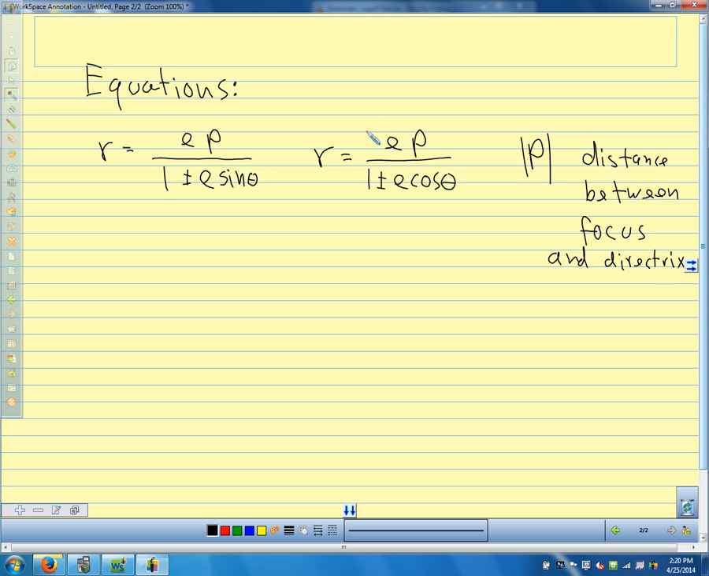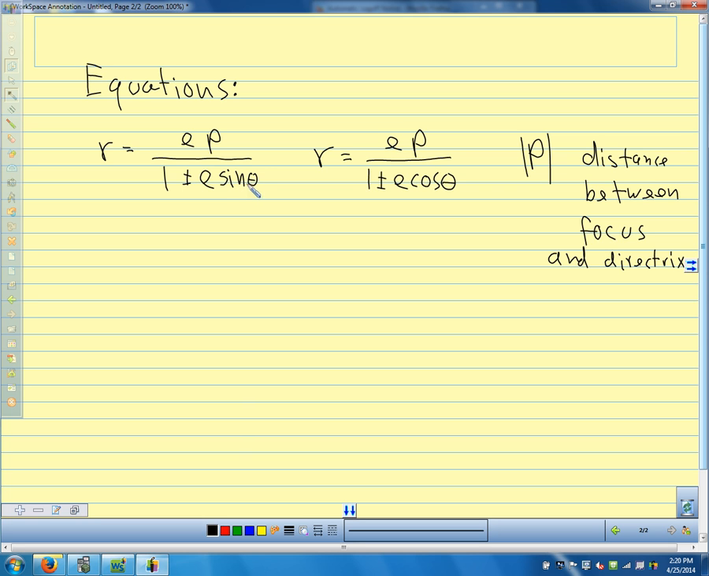So that's what P tells us. E shows up in our polar equation for a conic, and P tells us the distance between the focus and directrix. Before we start working with these equations, let's think about them for a little bit. This polar equation only has a sine theta in it.